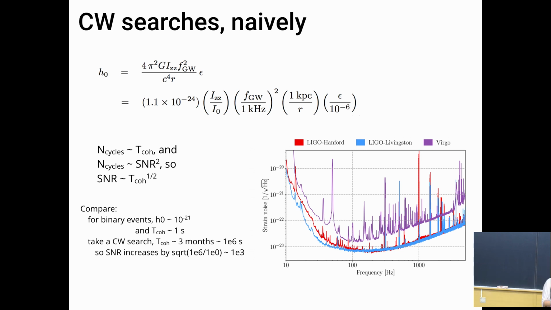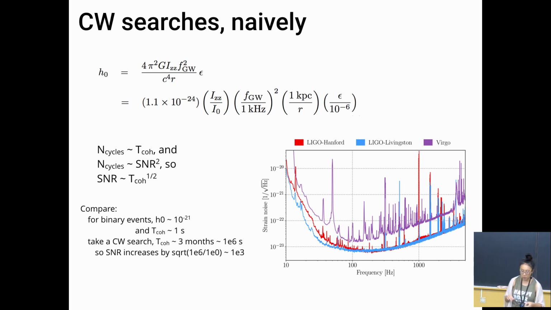So let's see. If we search over a time, let's say t-coherent, t-co, because that's the coherent time over which we're searching, right? So we have this stretch of data, and we're going to search the entire stretch of data for a coherent signal. There are different ways you could do this, but let's say we're doing the entire stretch of data for a coherent signal. So trivially, the number of cycles, so the number of oscillations, is proportional to t-co, right? The longer you have t-co, the more cycles you're going to get in there. The SNR squared is also proportional to the number of cycles.